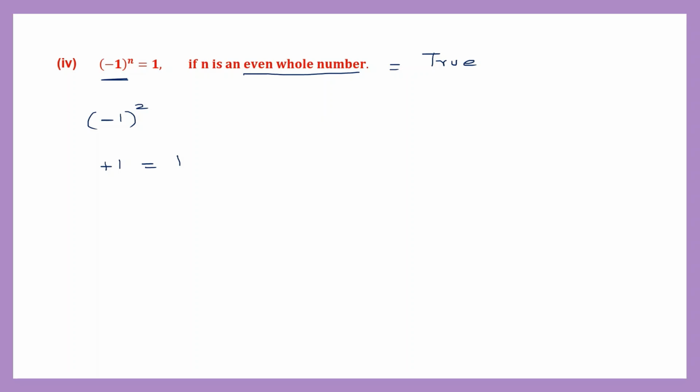You can also do it this way. Minus 1 raised to the power of 2 means minus 1 into minus 1. And minus into minus is plus, 1 into 1 is 1. You still get this. So the left hand side is 1. The right hand side is also 1. So the statement is true.